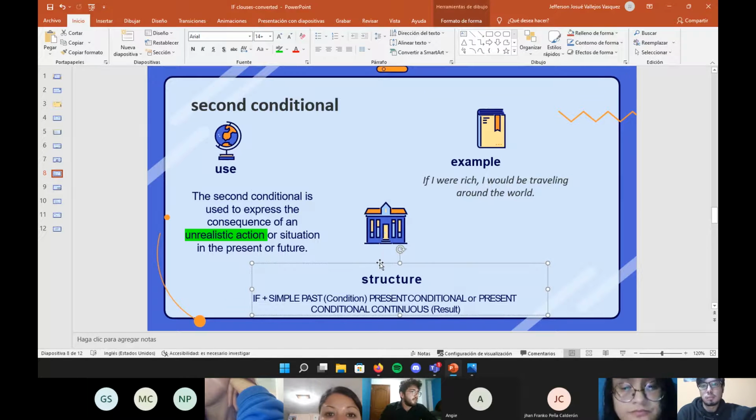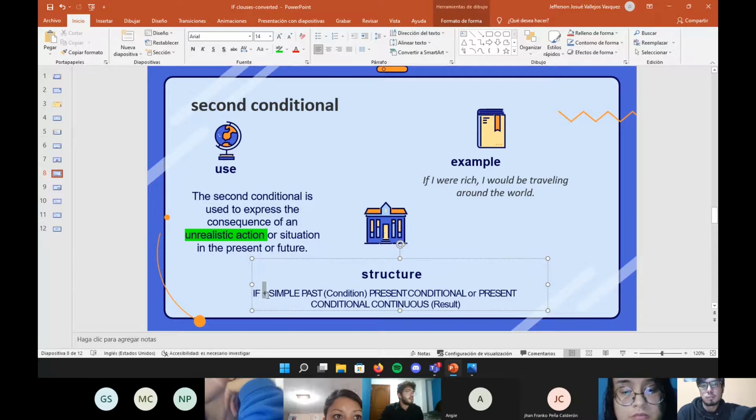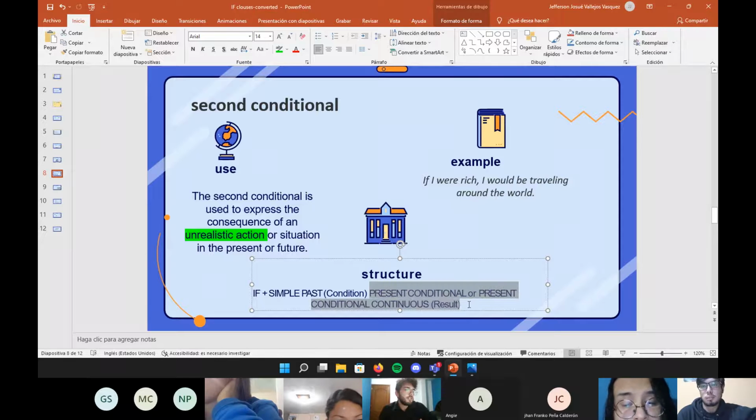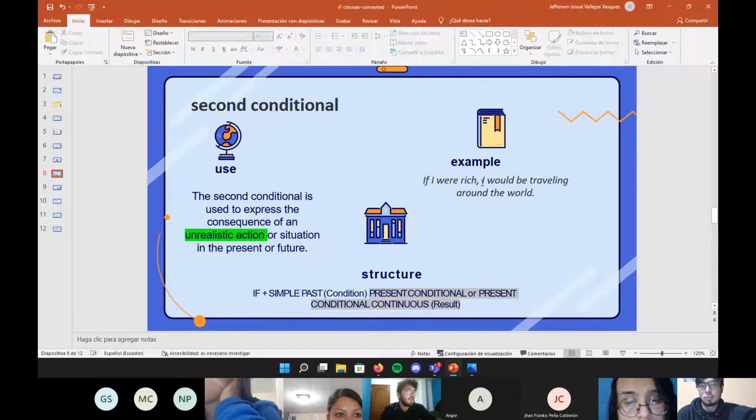We have if at the beginning of the sentence plus the simple past, which is the condition. In this case, the simple past is at the beginning of the sentence. Present conditional or present conditional continuous as the result. Please pay attention to this part to understand.